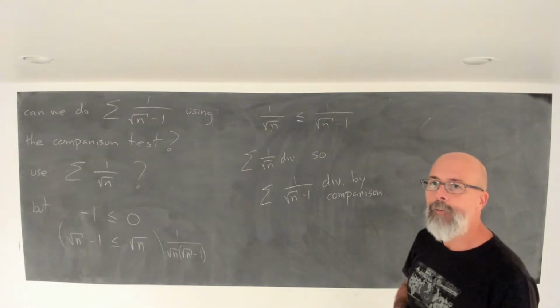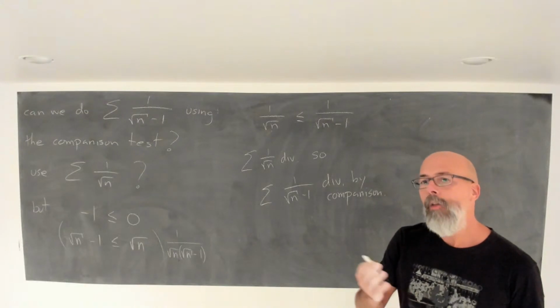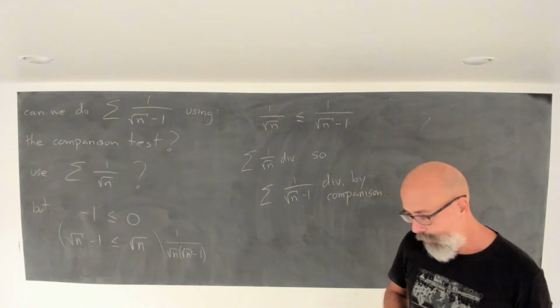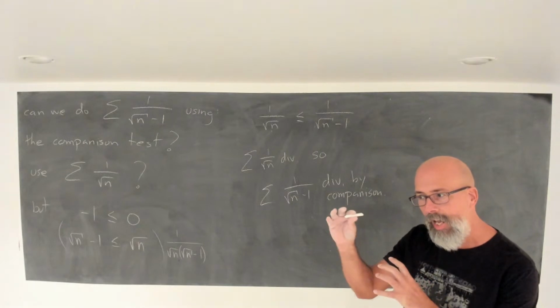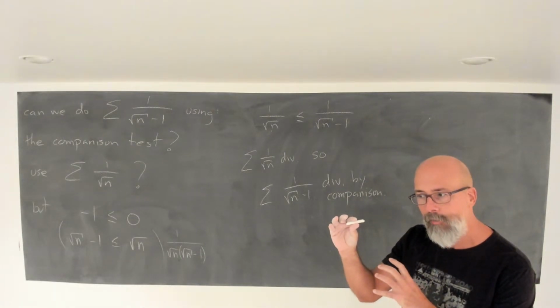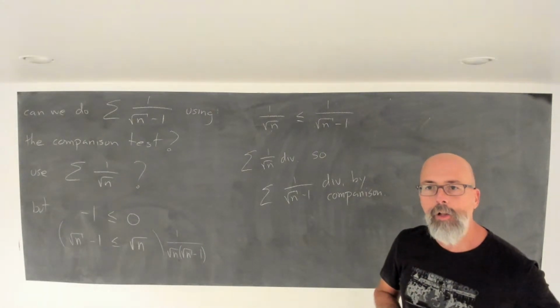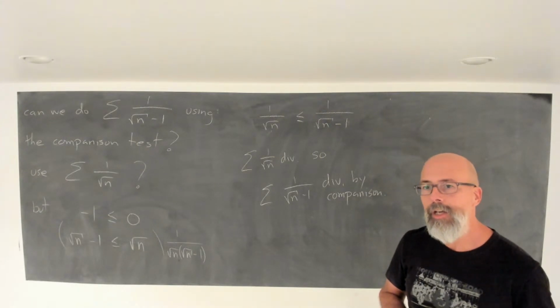Robert was asking what happens if L is less than 0. This never happens. Because think about what's happening. AN and BN are both positive. So the smallest the limit can be is 0.